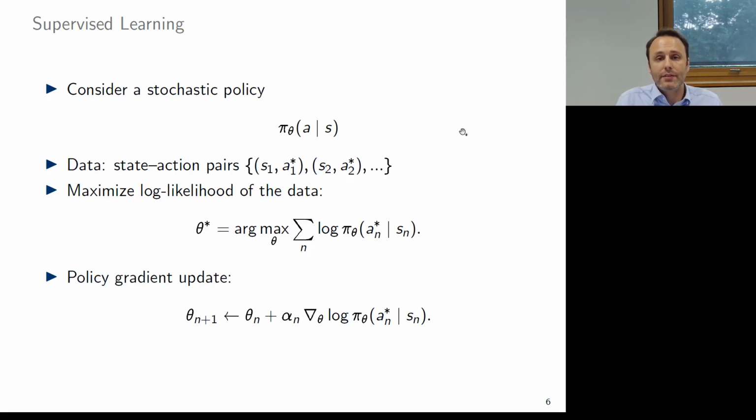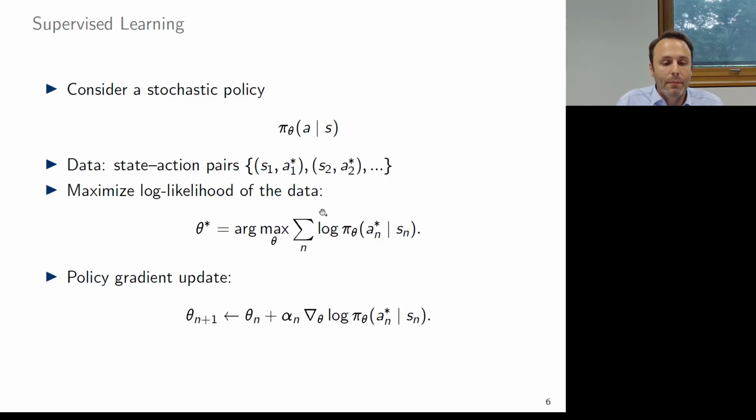Now, if we have this sample of state action pairs, we can actually use our model of the probability and write up a maximum likelihood problem where we maximize the likelihood to take the best action. So by changing theta a little bit.